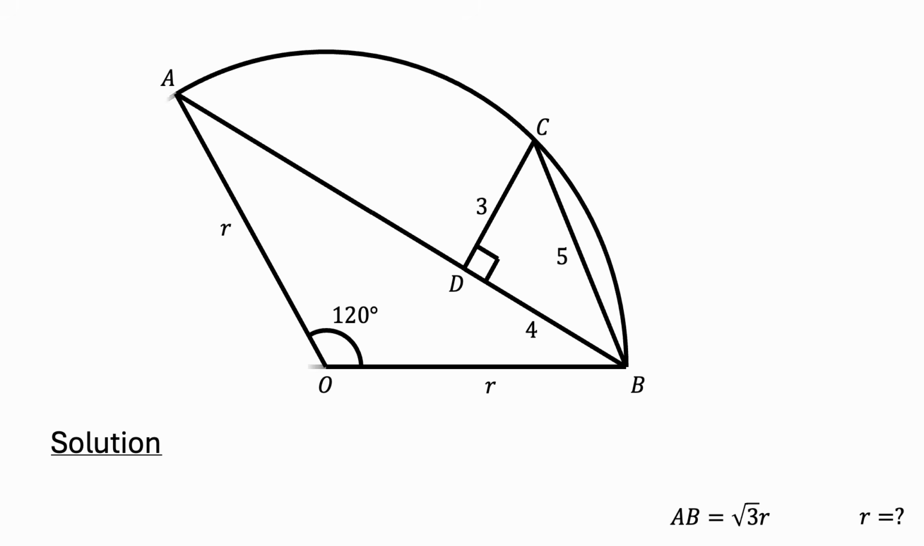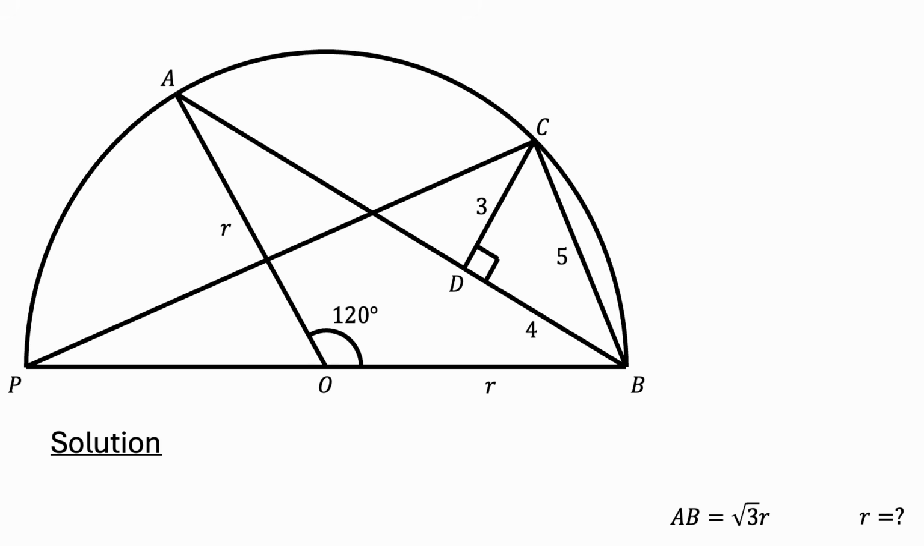Next, extend OB past O to point P such that PB is a diameter. The semicircle with diameter PB has radius R, same as the original sector. Join P to C and label the intersection of PC and AB as Q.